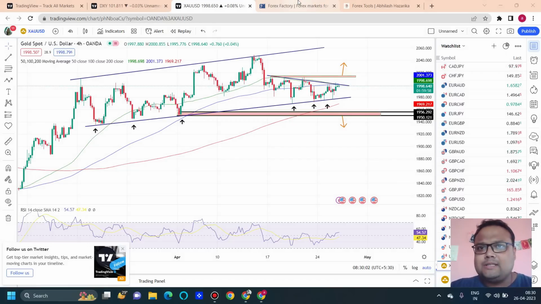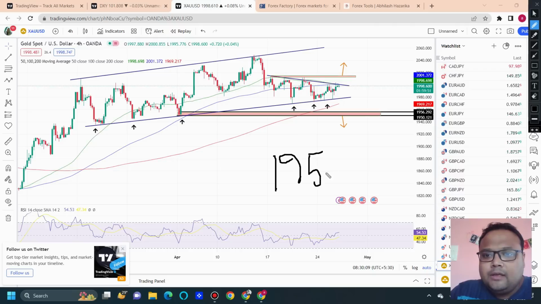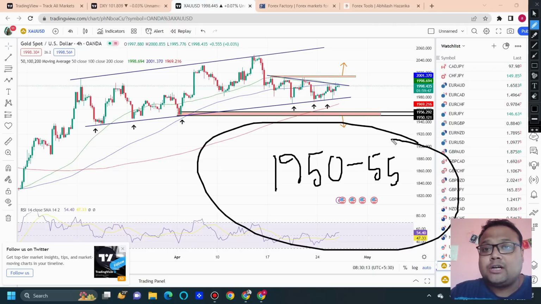So the levels are still the same, the levels that we have been discussing for the last couple of days, that is 1950. 1950 to 1955 is the next support on the chart of gold.